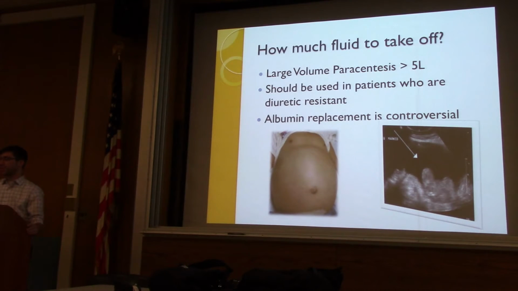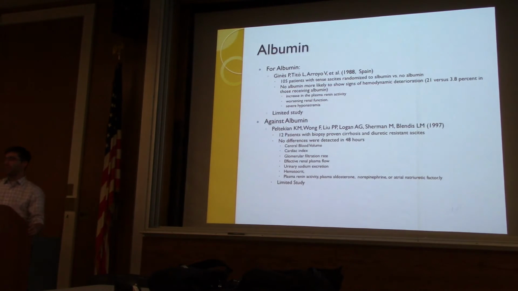So it's a little controversial. Albumin, whether to give it or not. There are 2 big studies, one in 1988 and one in 1997, so you can see there's still a lot more to be done on this. One had 105 patients with ascites, the other one only had 12 patients.